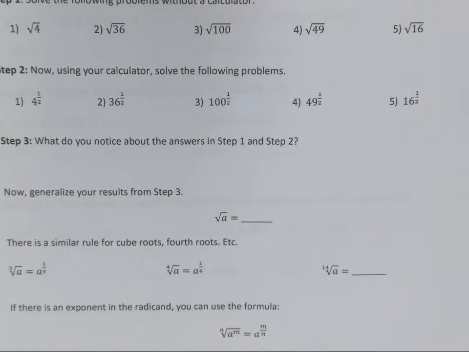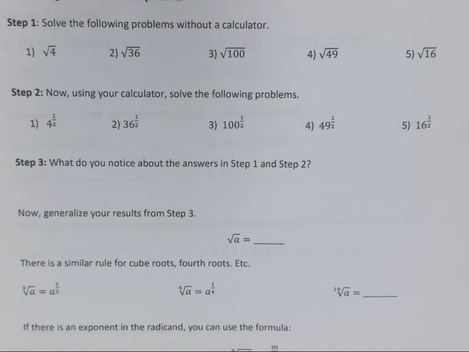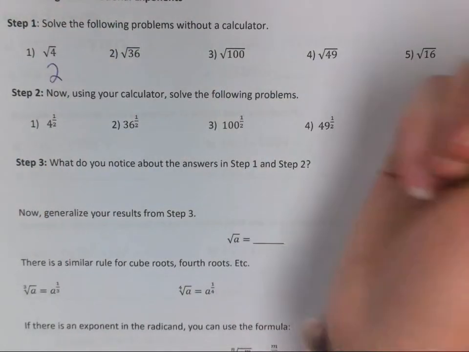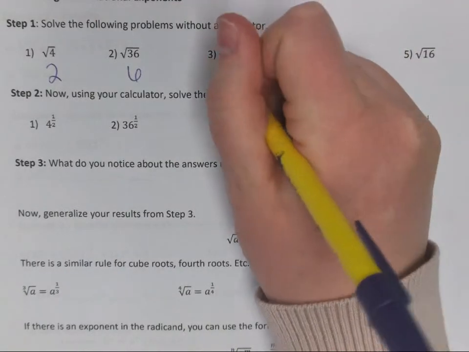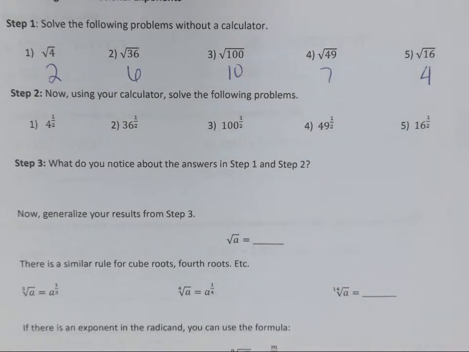Okay, guys, so today we're talking about rational exponents. So 1 through 5 should have been fairly simple. The square root of 4 is what? 2. Square root of 36? 6. 100? 10. 49? 7. 16? 4. Okay, so y'all should have been fine with that. That's something y'all should have memorized.